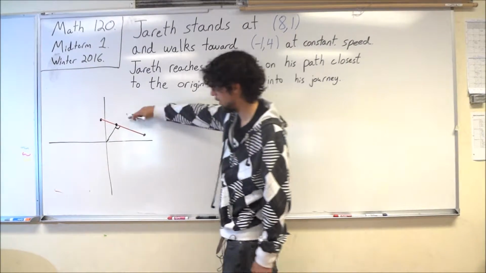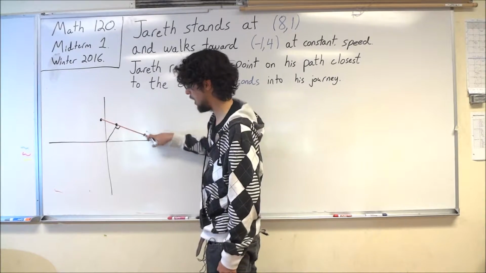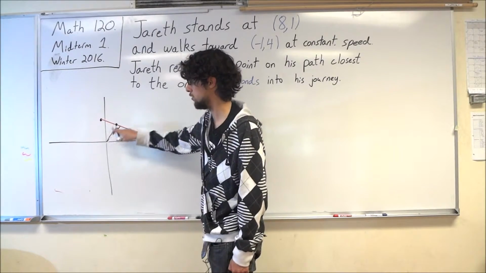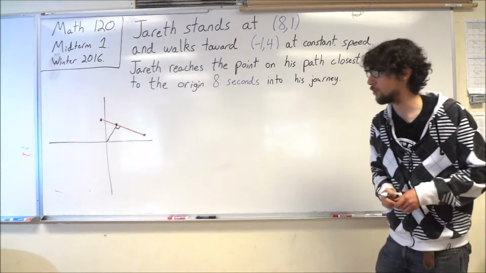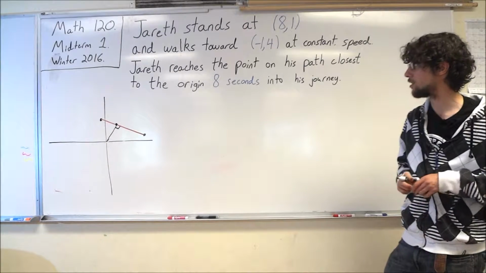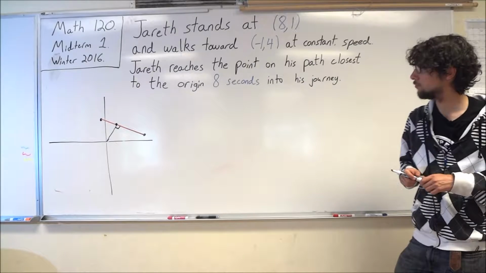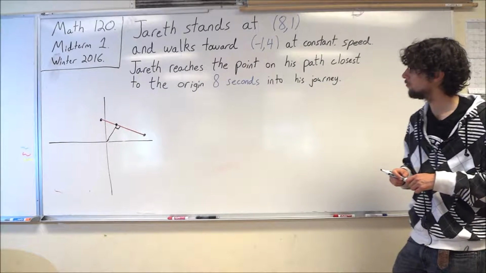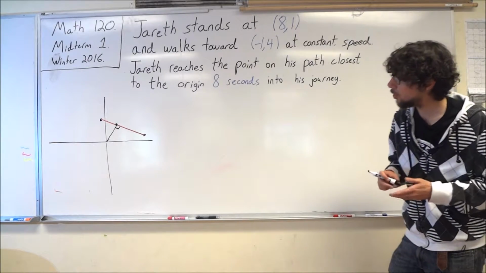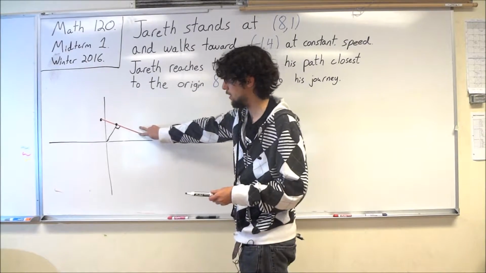So what can we say about this point in question? Well, it's on this line, and it's on this line. So if we can write equations for those 2 lines, then we'll be able to find the point in question. So let's start with this line here.